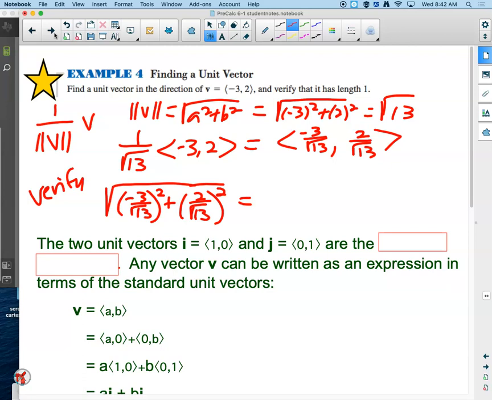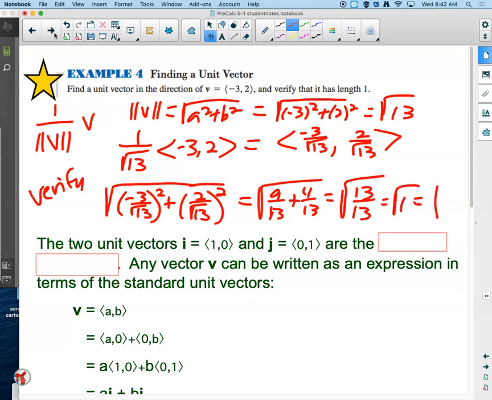Well, let's see. Negative 3 squared is 9. Square root of 13 squared is going to be 13. 2 squared is 4. Square root of 13 squared is 13. Well, that's the square root of 13 thirteenths, which means, yes, we did it, because it's 1 unit long. And there it is. So again, 1 over the magnitude times the vector in component form. Using 1 over the magnitude of v as a scalar will get you a unit vector.